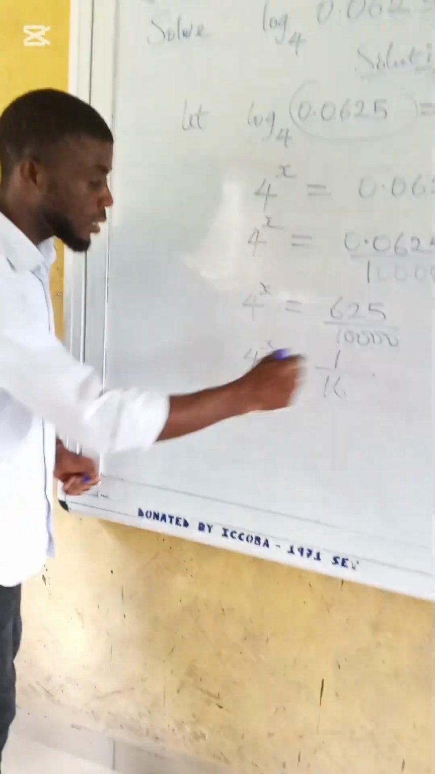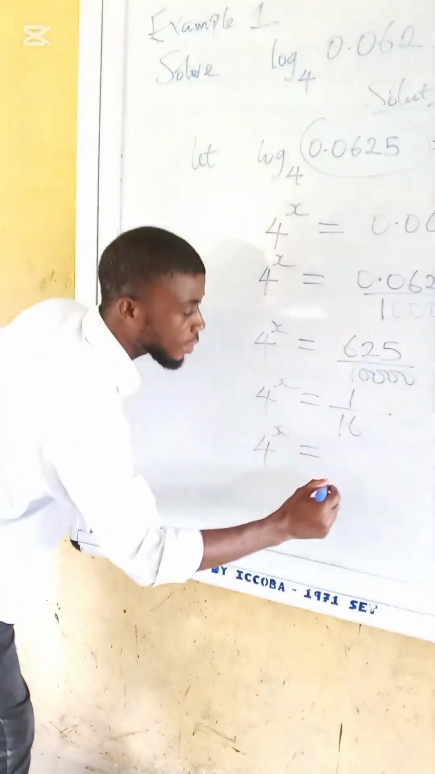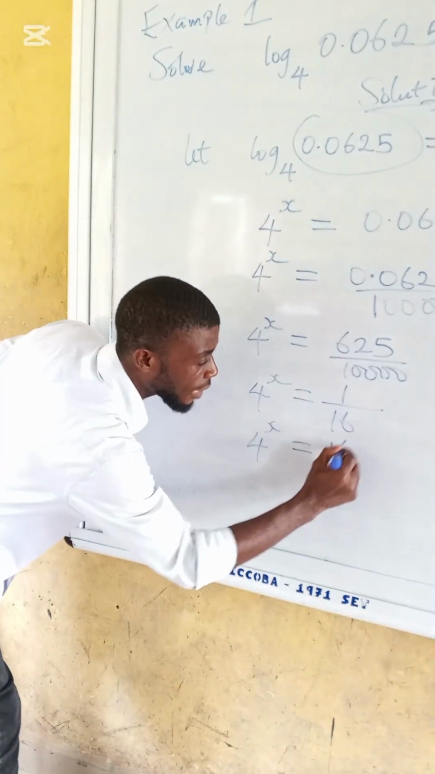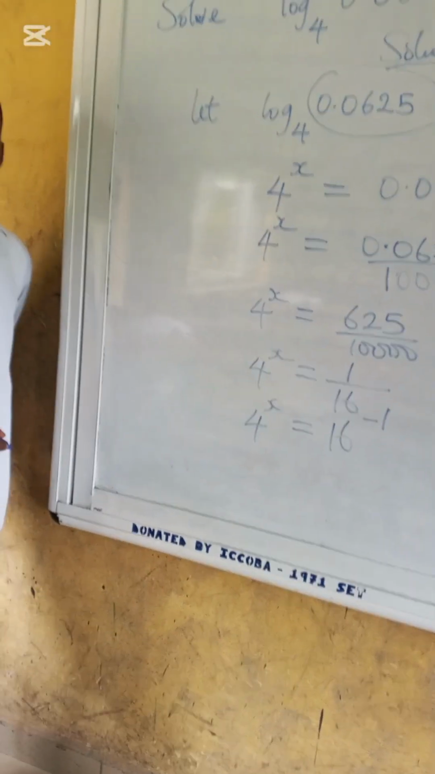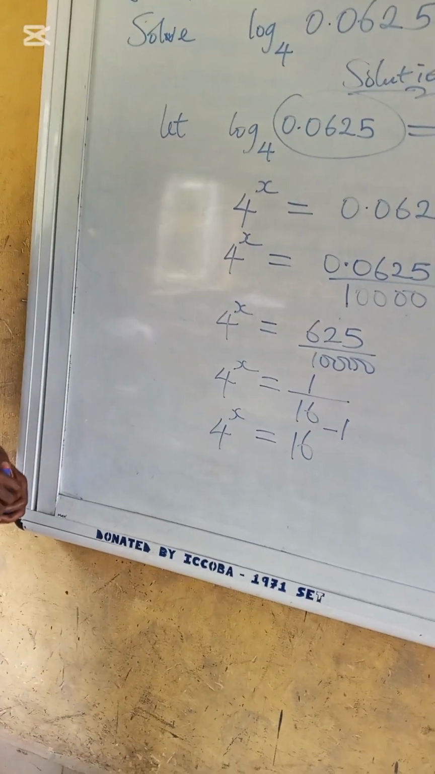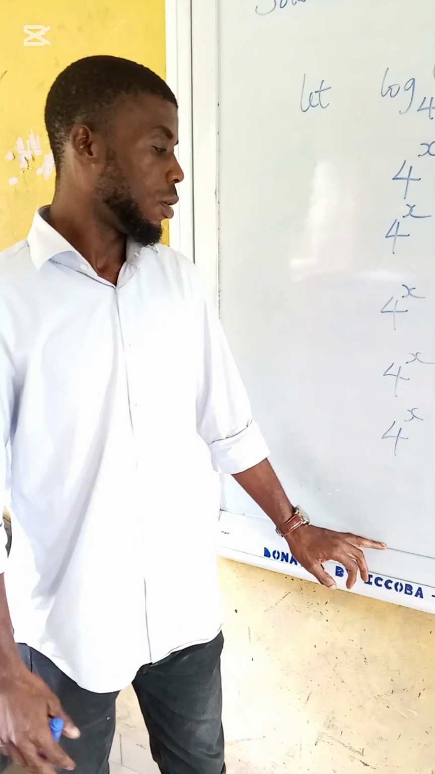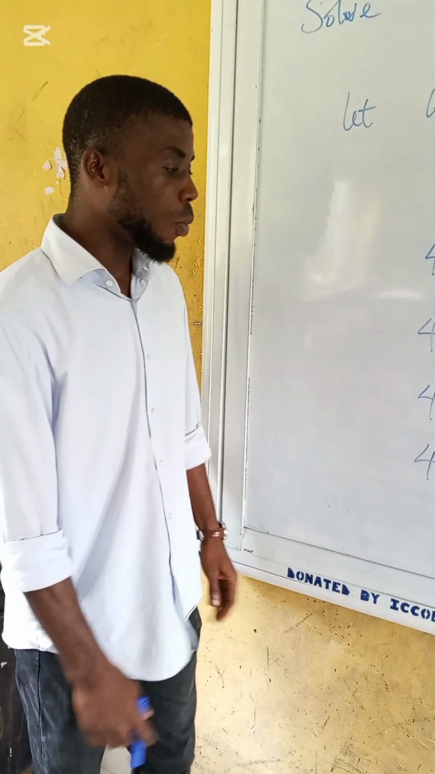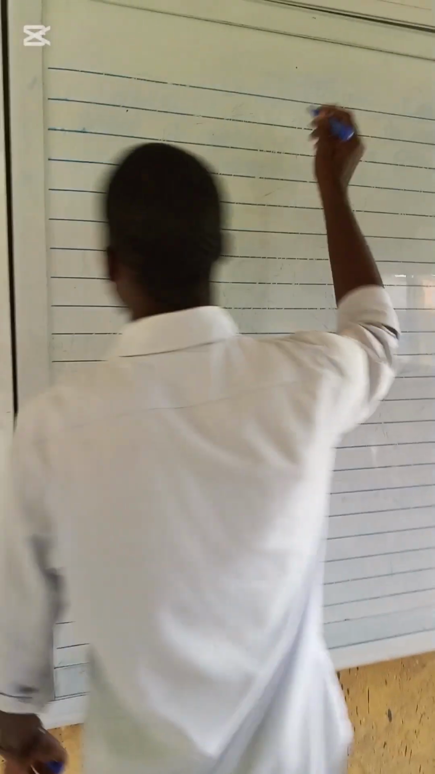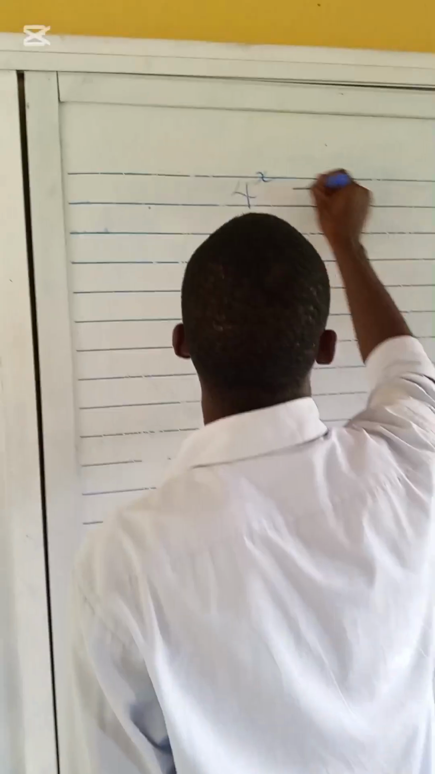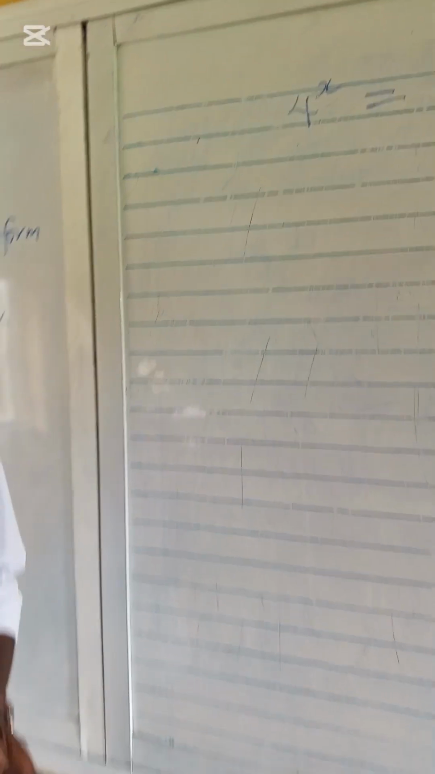And what does the law of negative indices imply? It says that if I have something like 4 raised to the power x equals 1 over 16, I can also write this as 16 raised to the power of what? Minus 1. 16 raised to the power minus 1. Okay. So 4 raised to the power x is equal to what? 16 raised to the power minus 1. Now we are already in the index form. This is 4 raised to the power x, which is now equal to 16 raised to the power of what? Minus 1.